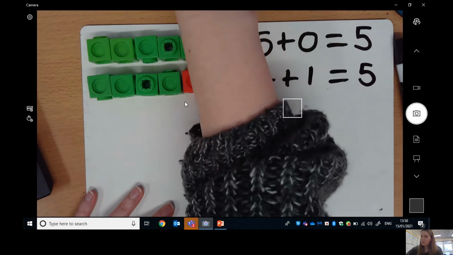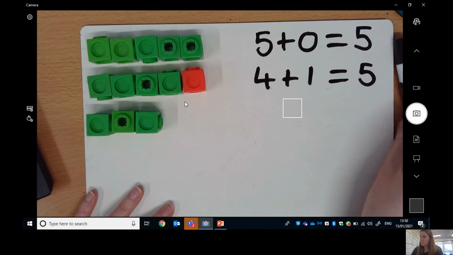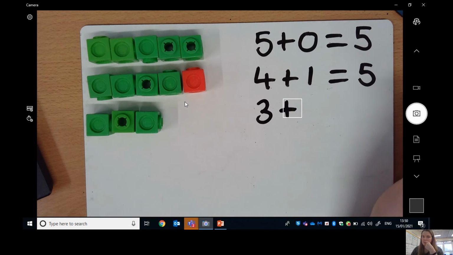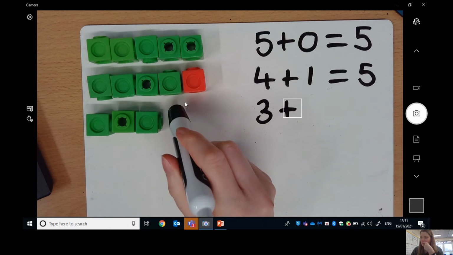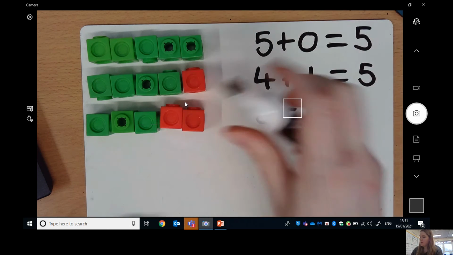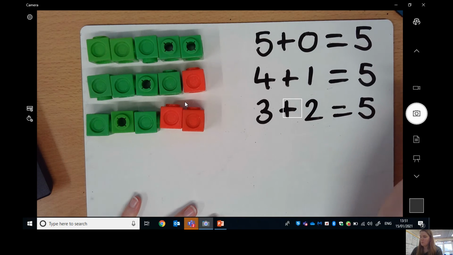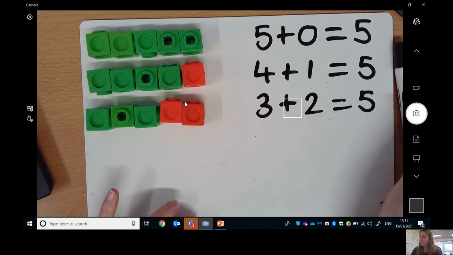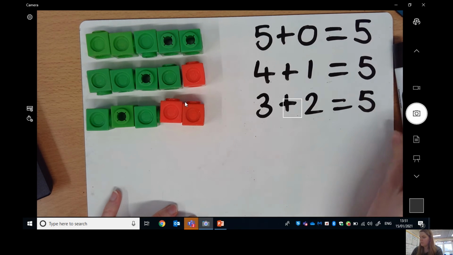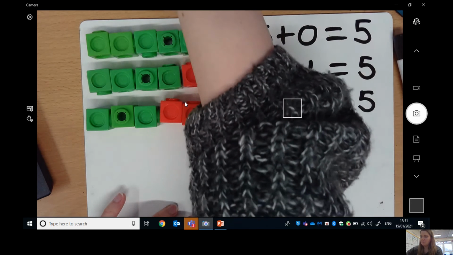This time I'm going to try with 3 cubes. 3 plus what? How many more do I need to get to 5? 3, 4, 5, it's 2, well done. 3 plus 2 equals 5. What should we try this time? Well, my numbers are going down, so the next number I want to try is 2. 2 plus. So I'm going to get 2 cubes.